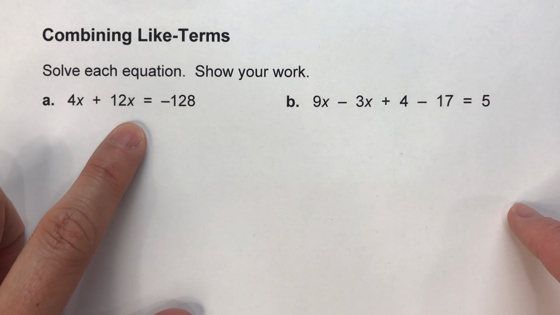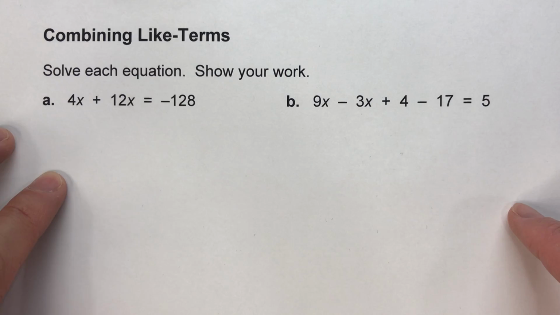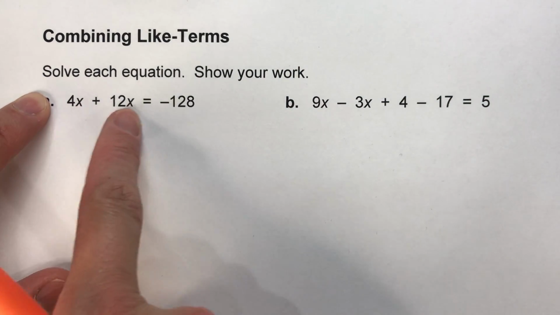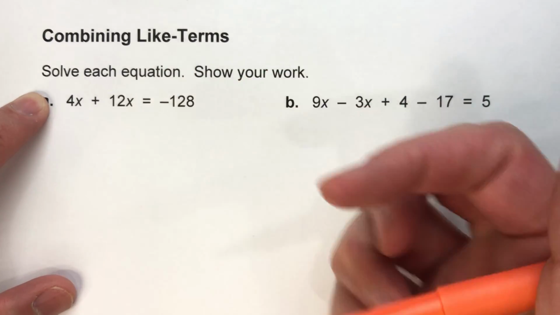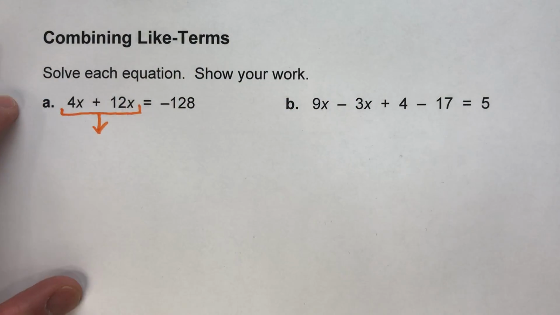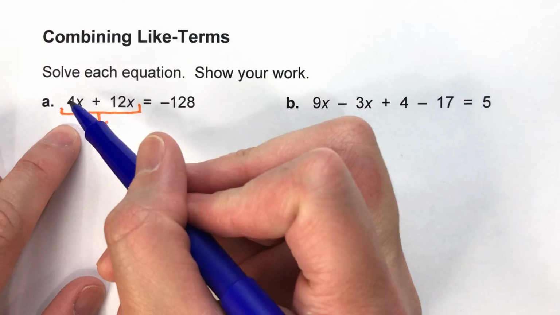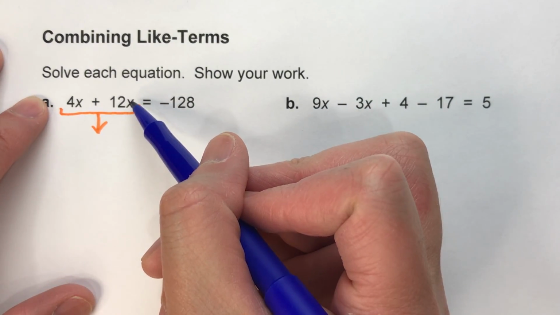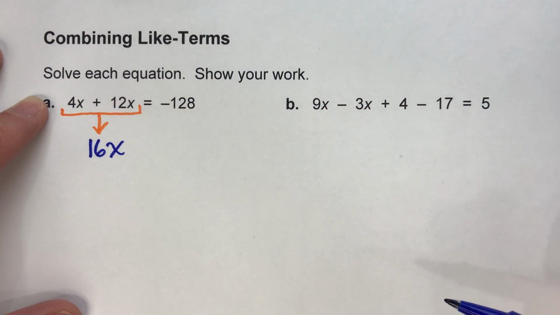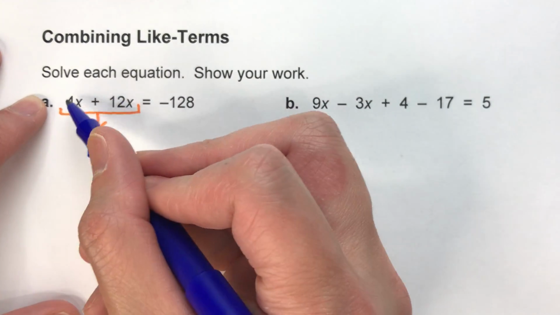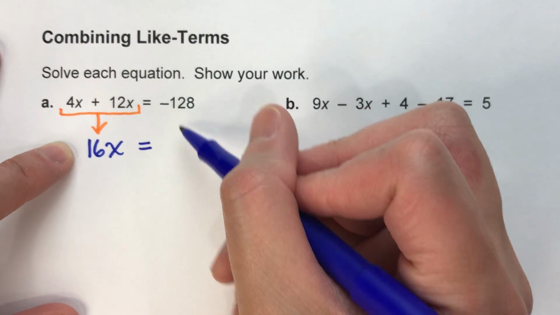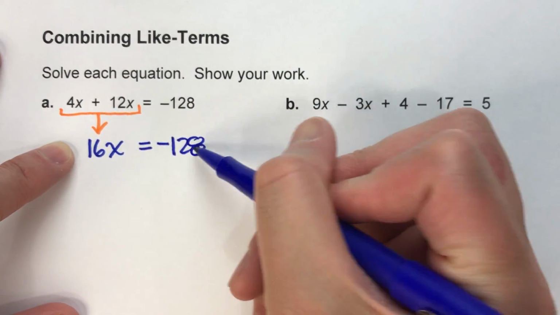All right, so let's take a look at this first one. 4x plus 12x equals negative 128. All right, so notice on the left side of the equal sign, we've got two different terms here and they both end in x. So what we can do here is combine our x's together. We've got 4x's plus another 12x's for a total of 16x's on the left side. So we can write down 16x. All we did was combine those together to make one big group of x's. And then I'm just going to drop down the equals and drop down the negative 128 on the other side.